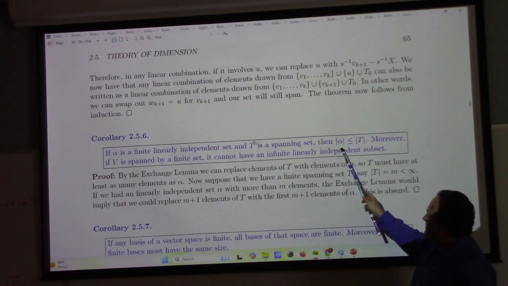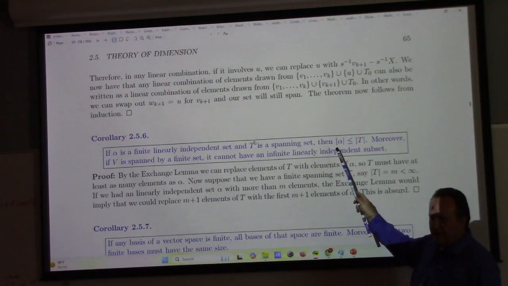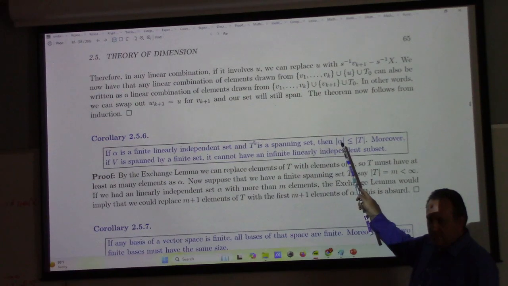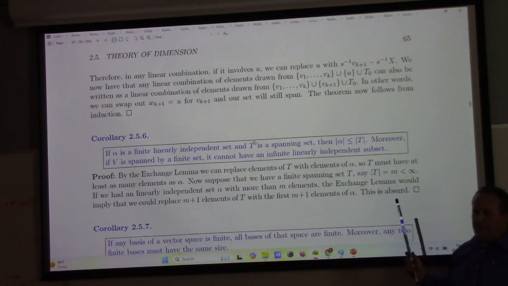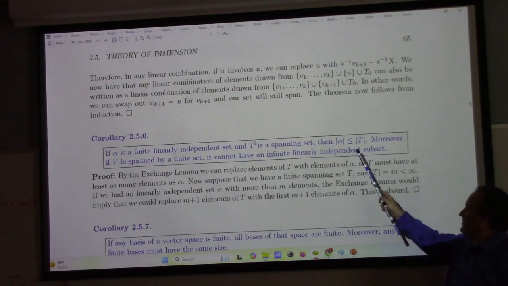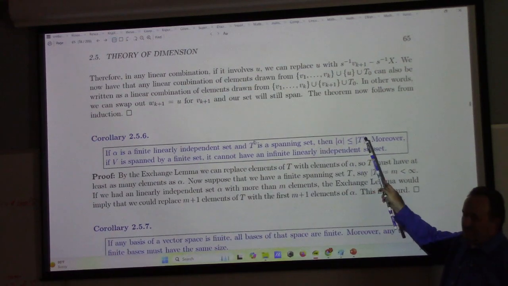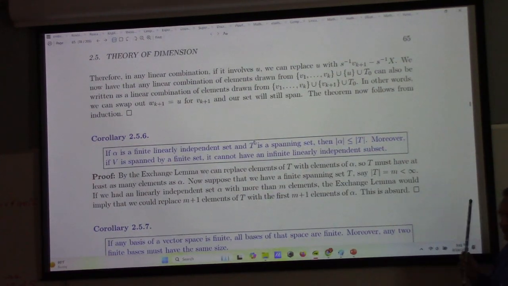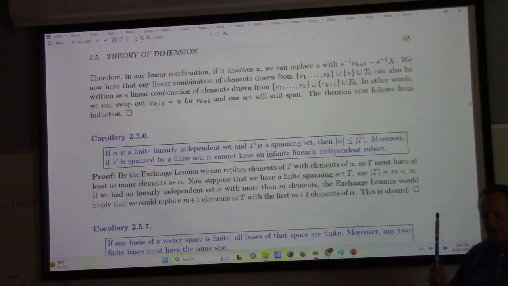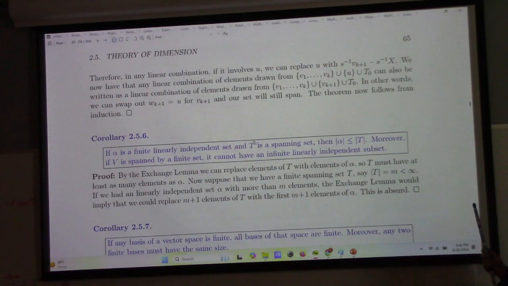I don't know if you do this in Math 200 or not. Do you talk about inequalities with cardinality, like the cardinality of the natural numbers being less than the cardinality of the real numbers? Just a little bit. What that means is that alpha could be a subset of T, but not the other way around. They could be equal, but for two sets to have the same cardinality, it means there's a one-to-one mapping between the two. That much I'm sure you covered, right?